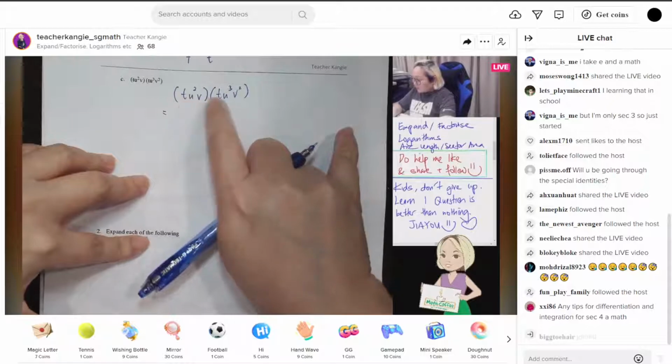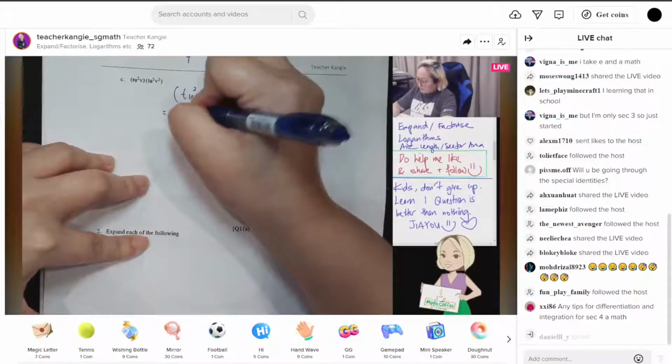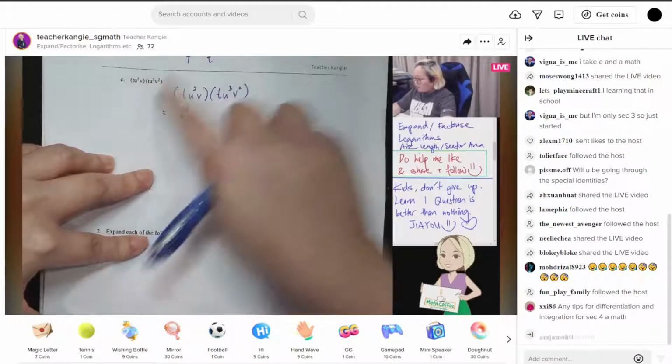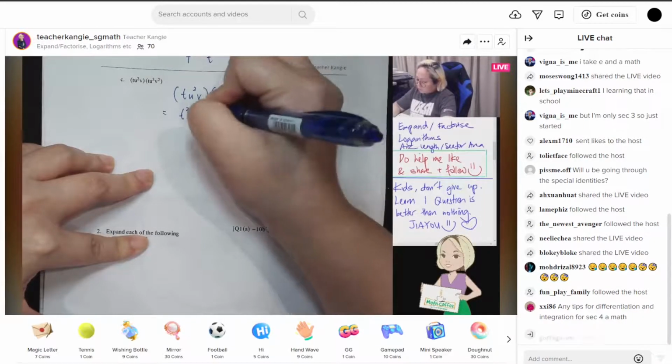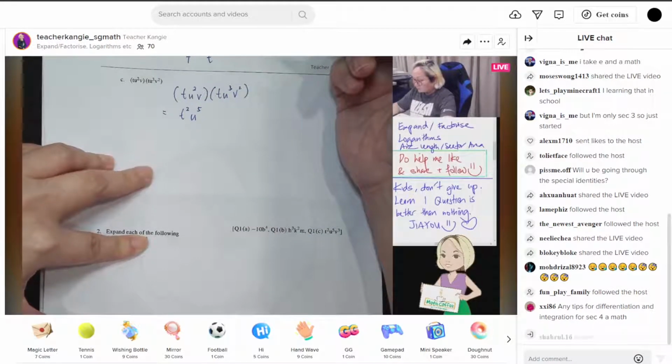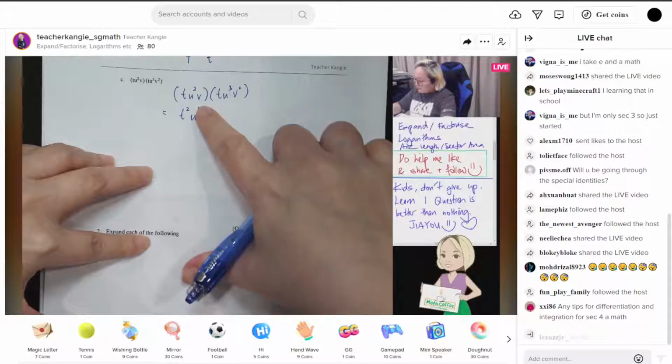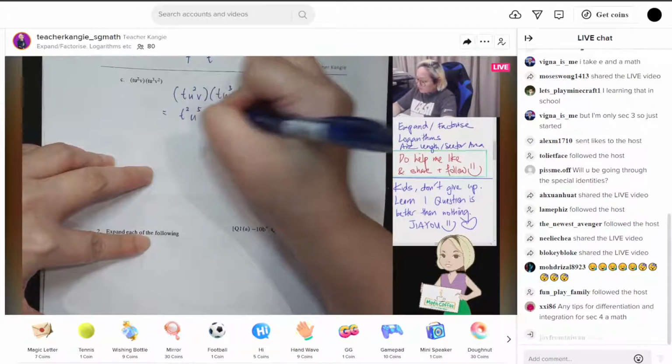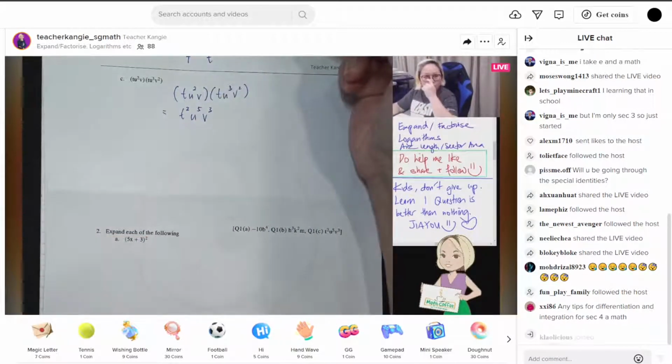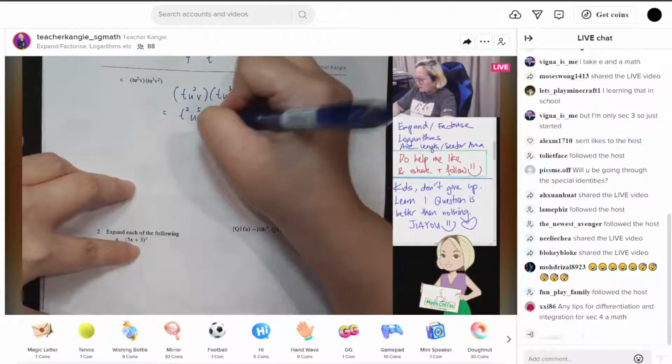So t times t, of course we will get t squared. u squared times u cubed, so it's u to the power of 5. v times v squared, so it will be v to the power of 3. Okay, and that's the answer.